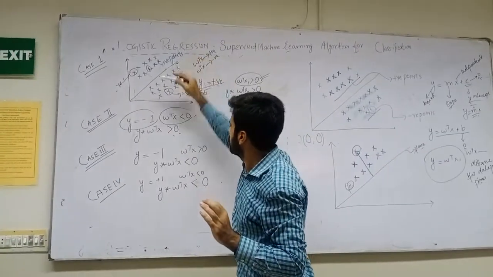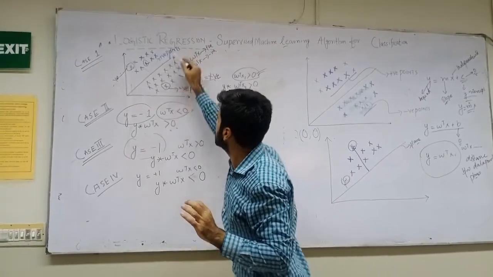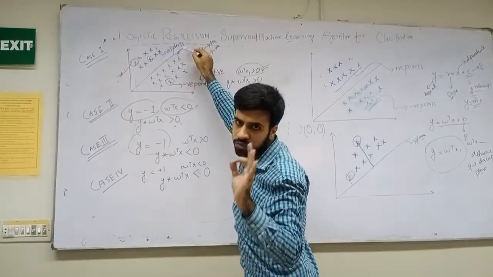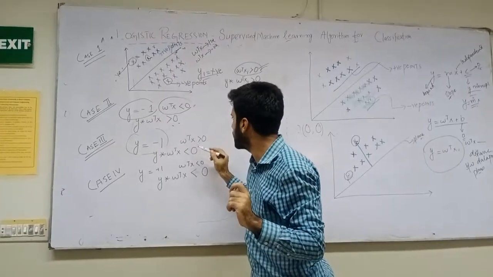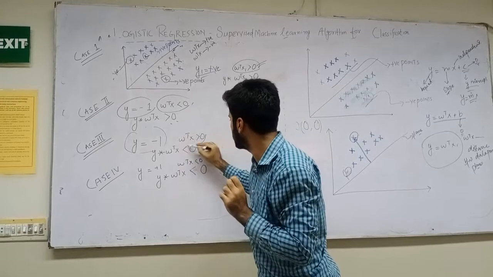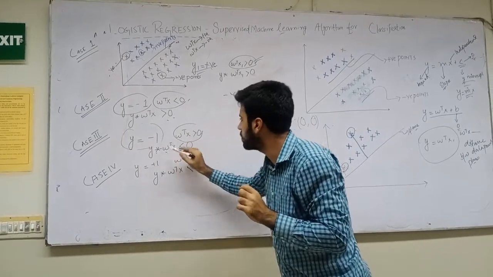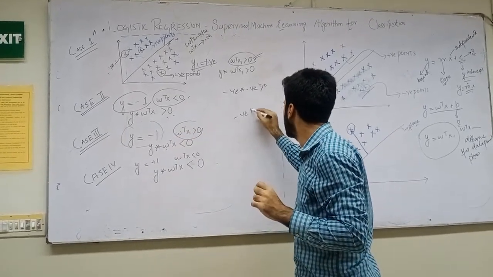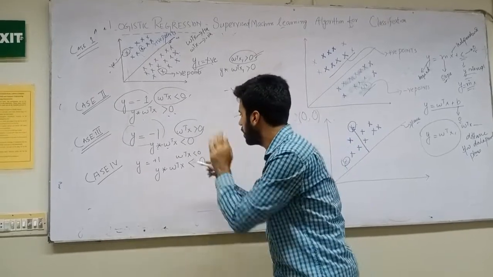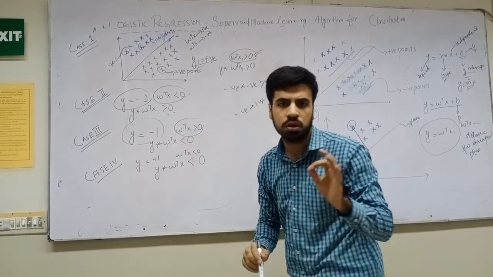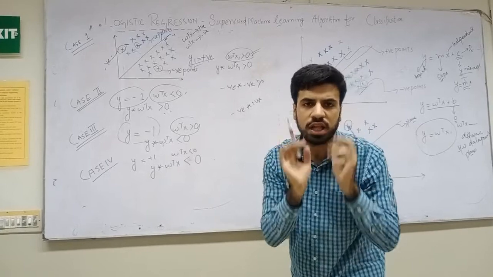So as y is negative, and this data point is above this line, it means WTX is greater than 0. So a negative multiplied by a positive value means y multiplied by WTX will be less than 0. Less than 0 means it is wrongly classified.